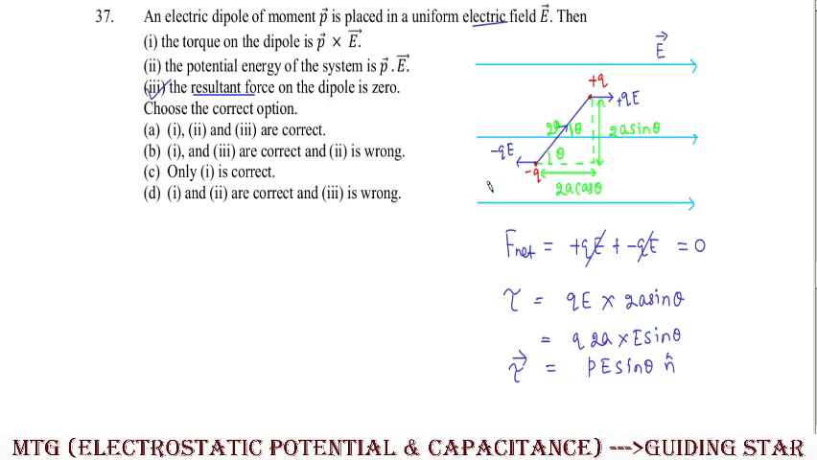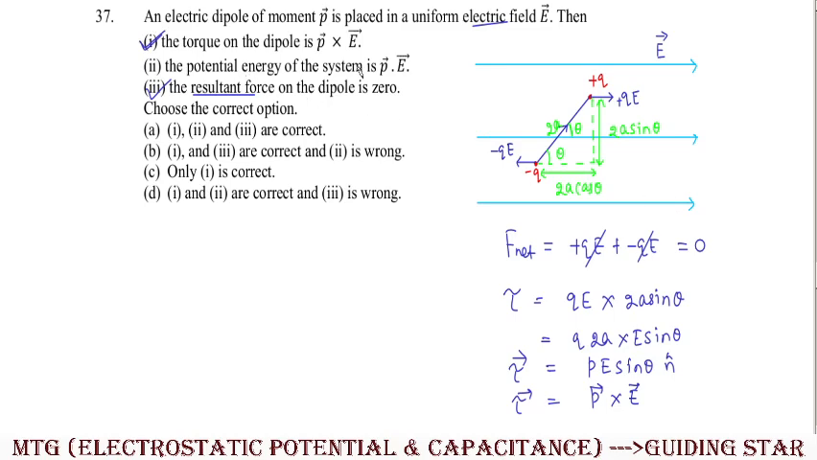That means it will have a direction perpendicular to both P and E. So in this particular case, this will be P cross E. So the torque acting on the dipole is P cross E. That means the first statement is also correct.